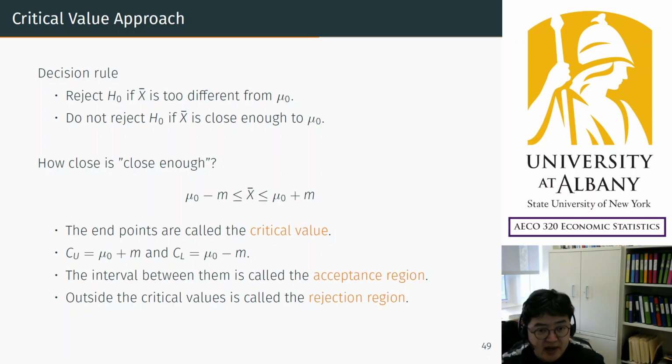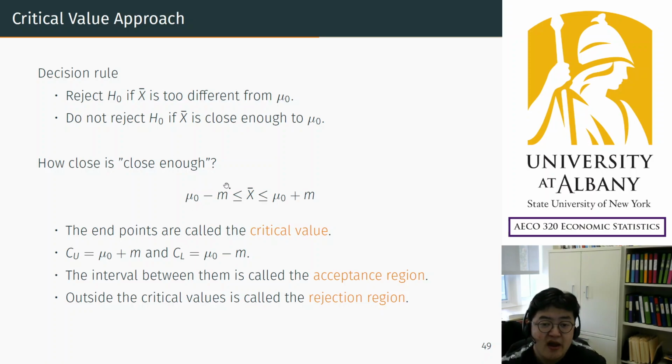The idea is also simple. Basically, if X bar is too much different from your belief, you are going to reject the null hypothesis. Exactly, this is the idea of hypothesis testing. And then, how close is close enough, and how different is too different? We are going to use this form. So, if X bar is within plus minus m away from mu 0, then we will not reject the null hypothesis, and we think your belief is consistent with the data.